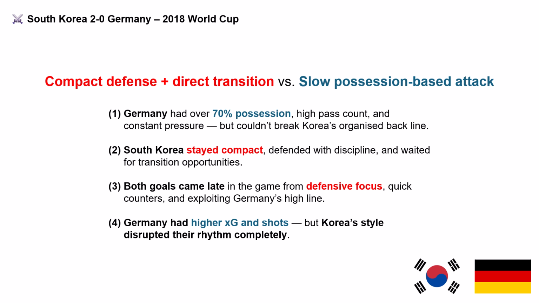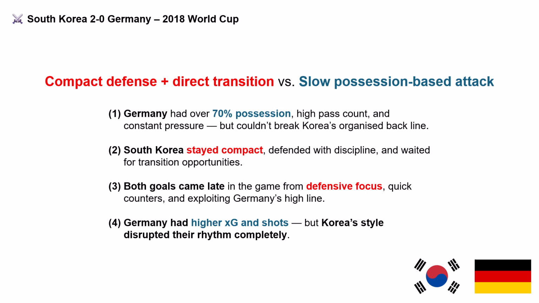I think the great example of style-based matchup is South Korea's 2-0 win over Germany at the 2018 World Cup. Even though Germany was the strongest side in terms of quality and stats, their slow possession-heavy build-up struggled against Korea's compact defensive shape and traditional style. So Germany had over 70% possession, played a high-volume passing game, and applied constant pressure, but they struggled to convert that into goals. That was the problem.